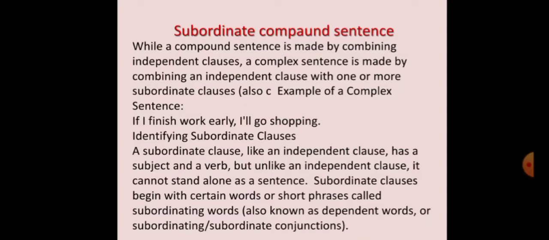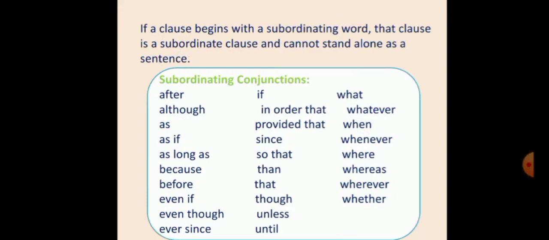In defining subordinate clauses, a subordinate clause, like an independent clause, has a subject and a verb, but unlike an independent clause, it cannot stand as a sentence. Subordinate clauses begin with certain words or short phrases called subordinate words, also known as dependent words or subordinate conjunctions. If a clause begins with a subordinate word, that clause is a subordinate clause and cannot stand alone as a sentence.